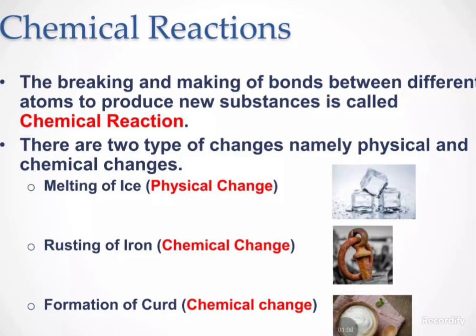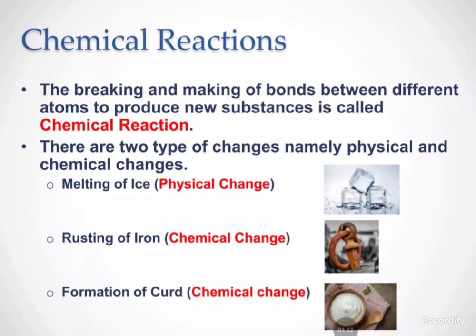Coming to chemical reactions. Around us, some chemical reactions are irreversible. We can call chemical reactions irreversible reactions. Now we can take some examples of chemical changes: rusting of iron, formation of curd, spoiling of grains, cooking of food. Almost everything like this is a chemical change.